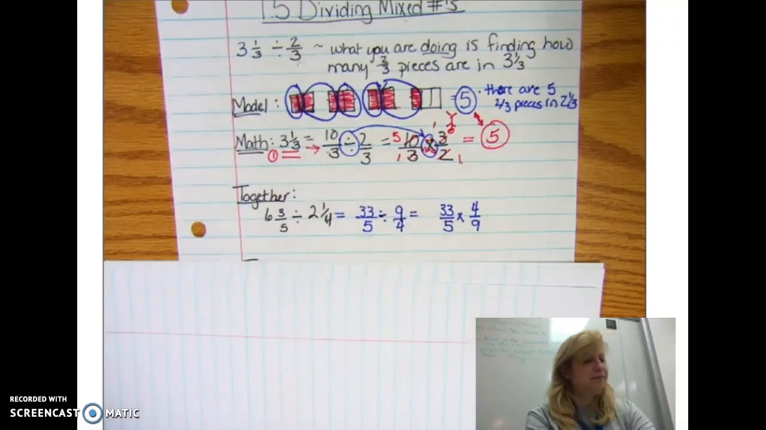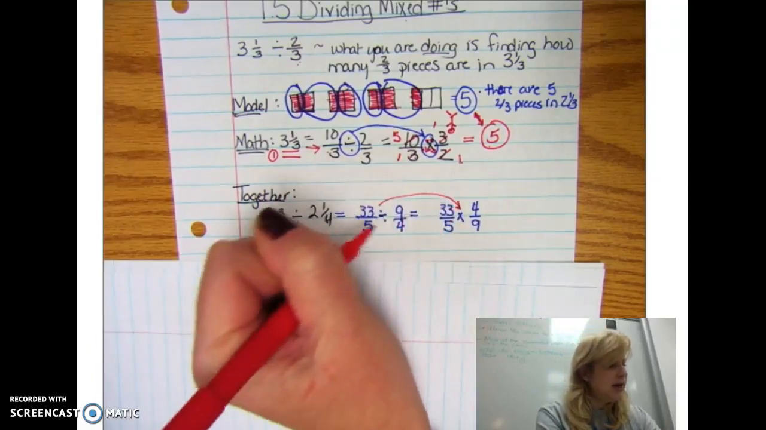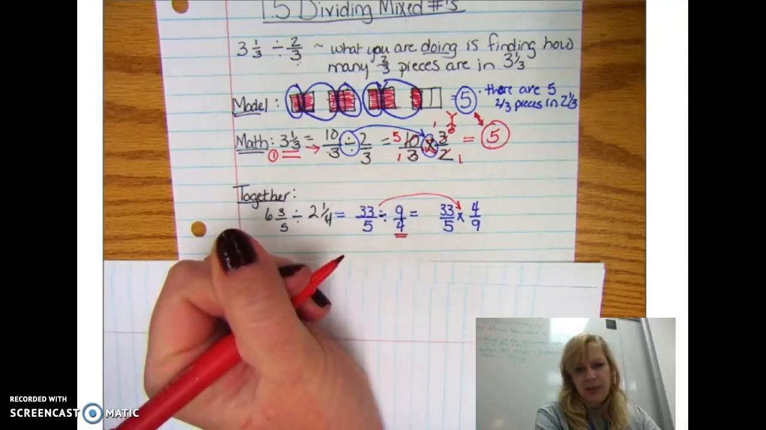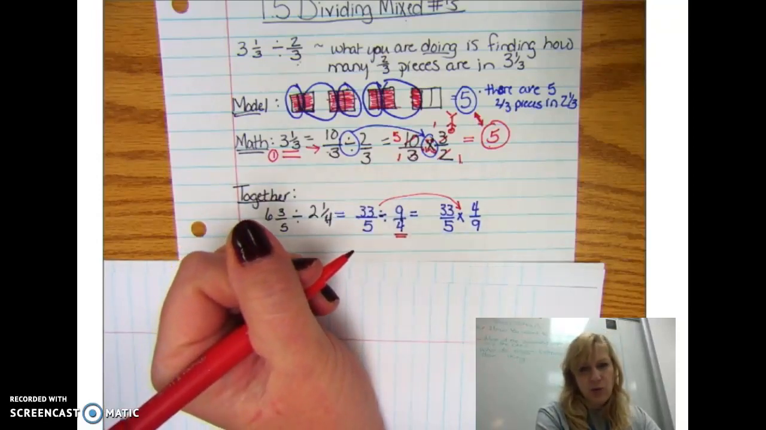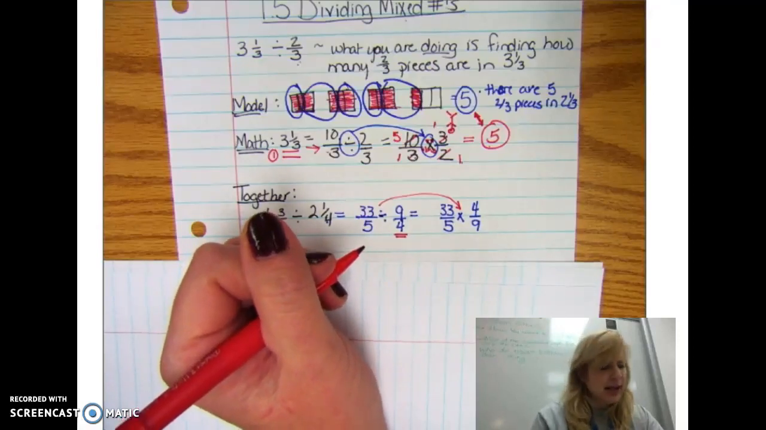So here we go. Just want to point out what I did. Some kids always underline that second number to remind them which one gets flipped, because at some point they're like, which one is it? I can't remember.